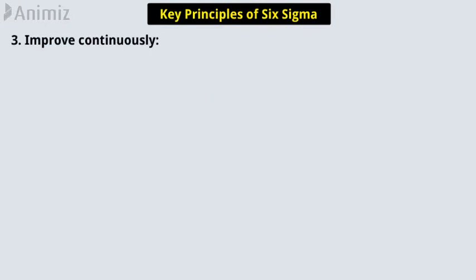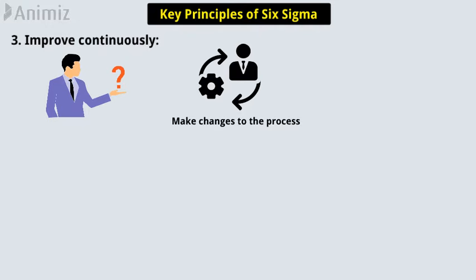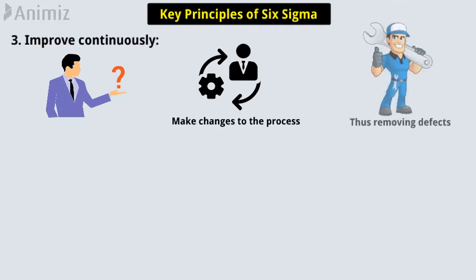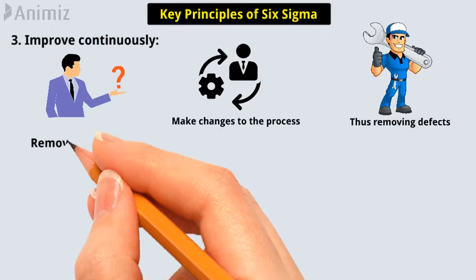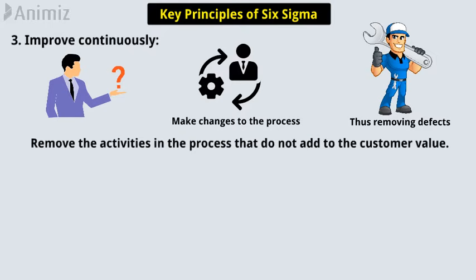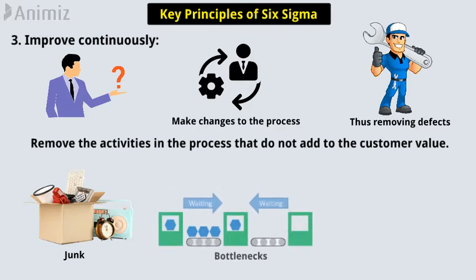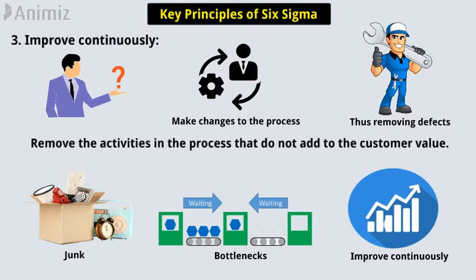3. Improve continuously. Once the problem is identified, make changes to the process to eliminate variation, thus removing defects. Remove the activities in the process that do not add to the customer value. Taking out the junk and bottlenecks from the process and improve continuously.